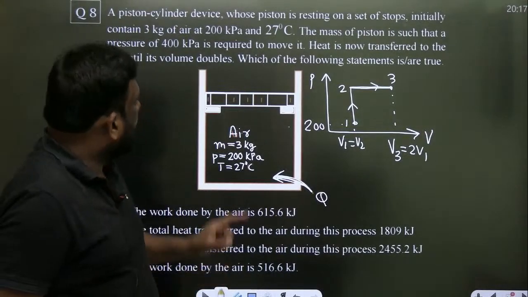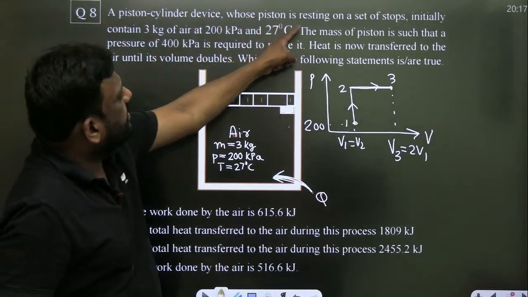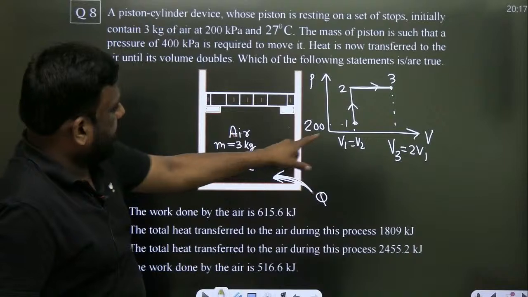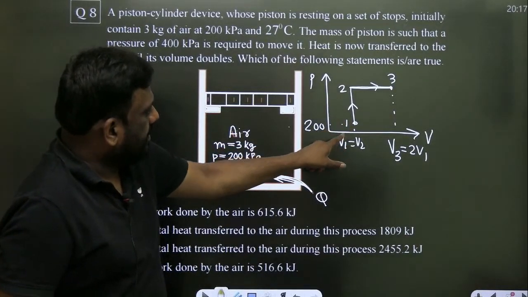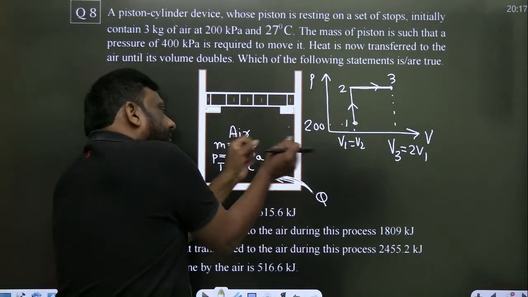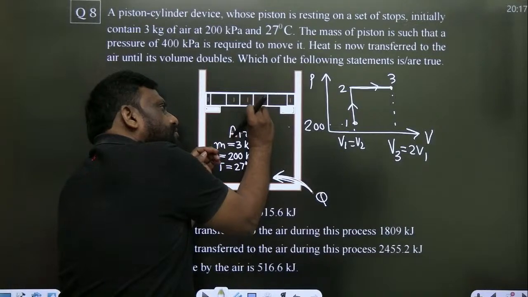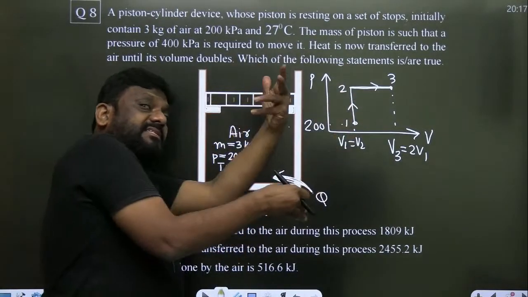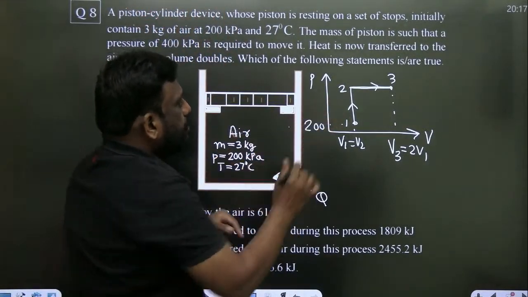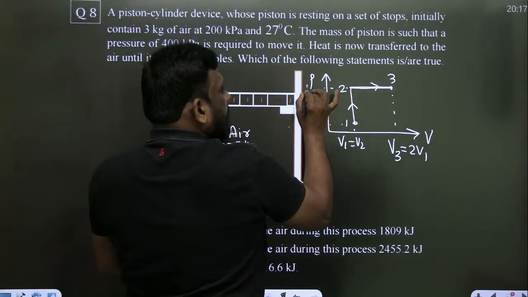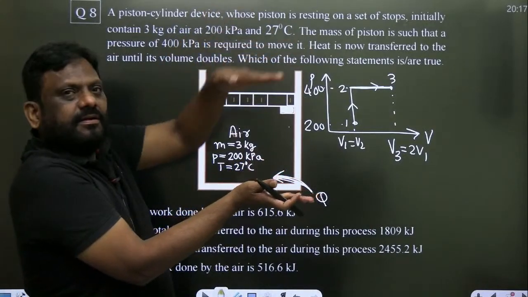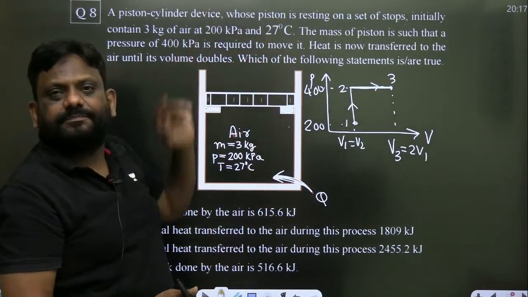Very cool, look. A piston cylinder device whose piston rests on the stops initially contains air at 200 kilopascal. Initially it is at 200 kilopascal. This is the volume. Now we are supplying heat. After the supply of heat, after some time, since the piston is resting on the stop, it is a constant volume, but temperature is increasing. After some time, the piston gets lifted up when the pressure is 400. Once the piston starts moving, it is a constant pressure process. Very good.